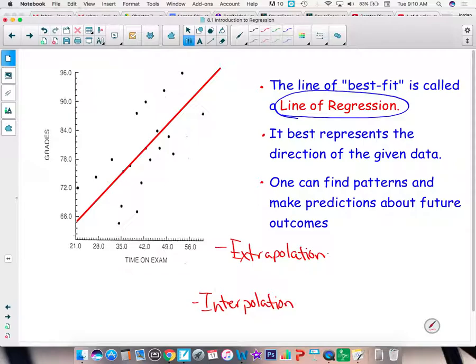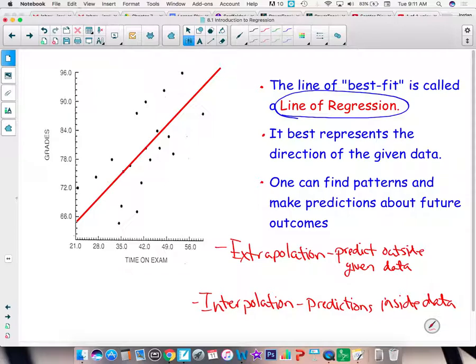Okay, extrapolation means to predict outside the data we have. Make predictions outside the given data. So you can think of interpolation as just the opposite. We make predictions inside the data.